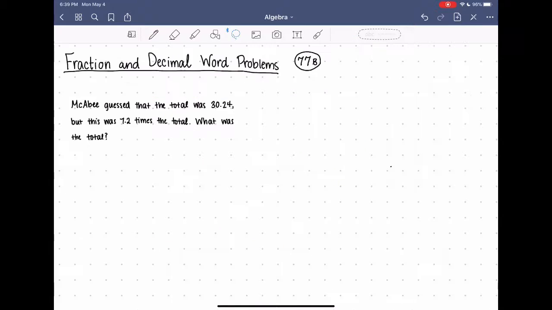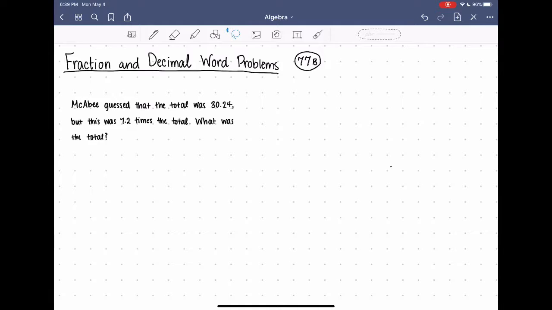Okay, so this time I'm going to walk through a problem and not use my weird diagram, and I'm just going to try to think through this problem logically. So this one says, McAbby, I don't know, whatever his name is, guessed that the total was 30.24, but this was actually 7.2 times the total. So what was the total?